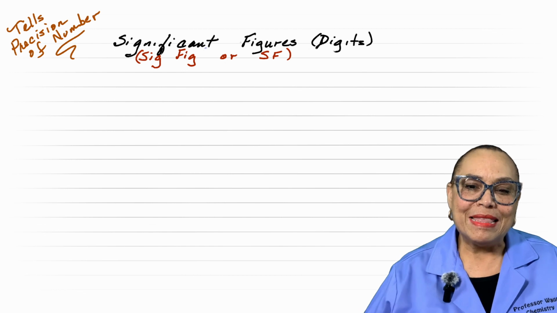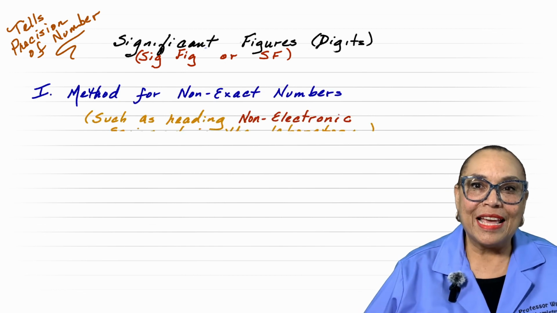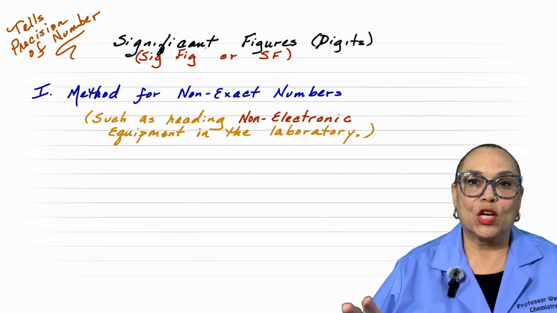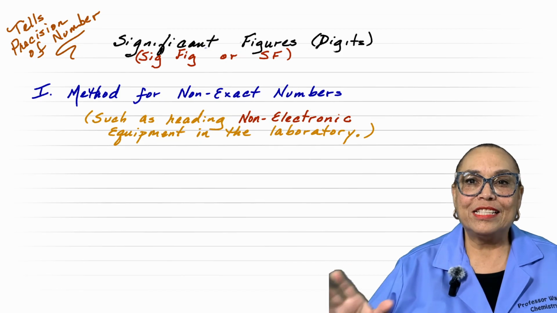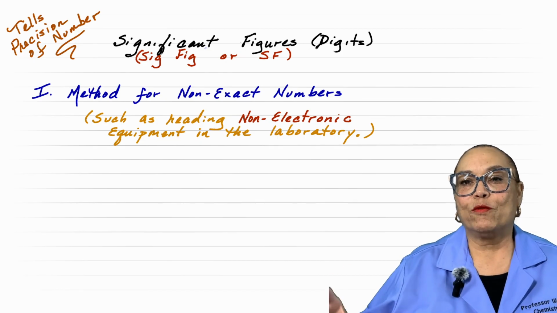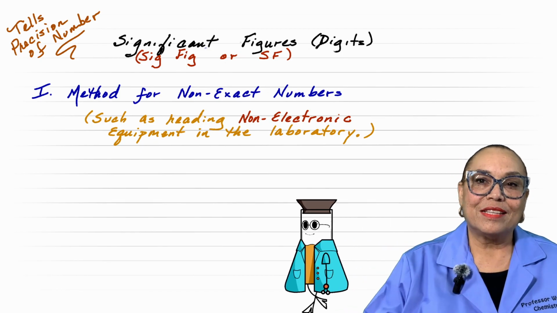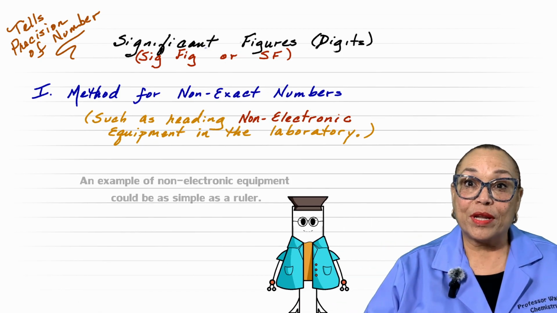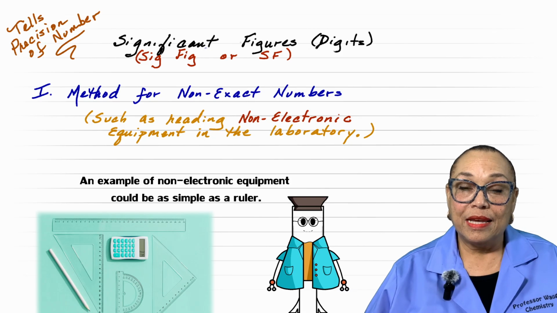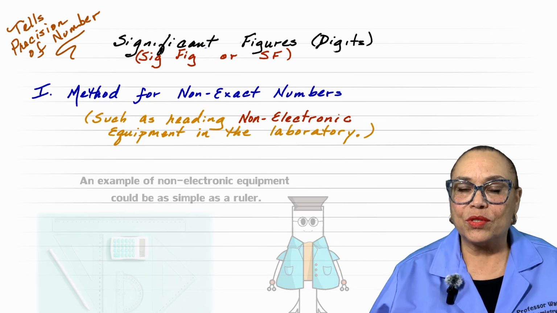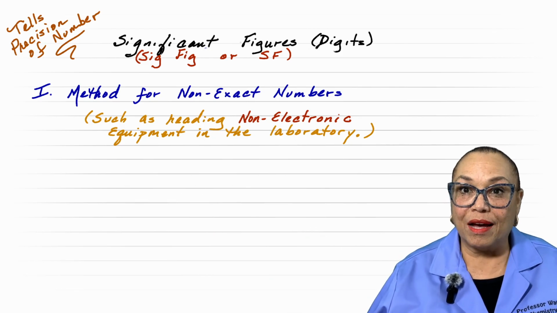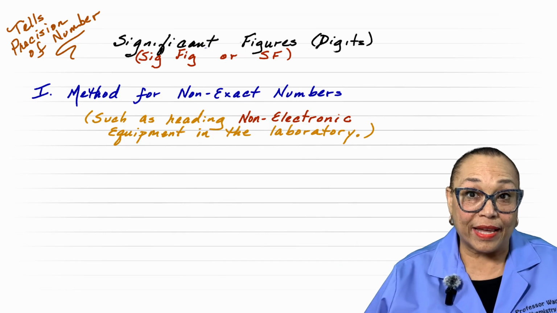All right, so the method for non-exact numbers, I'm going to go through that first. This is what we use in the laboratory, like if we're using a balance or something like that, because this is for non-electronic equipment. And what the whole thing is about is the precision of the number. And you got to get used to that.